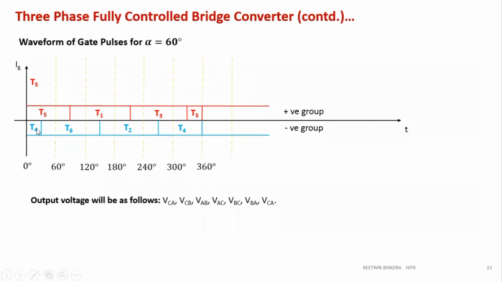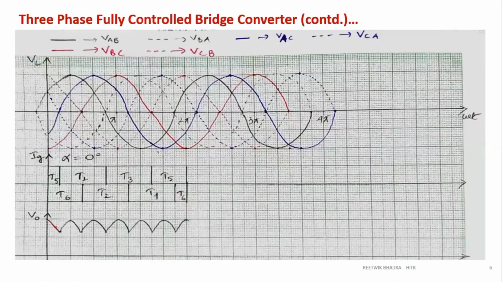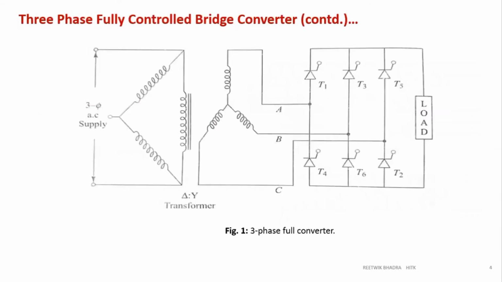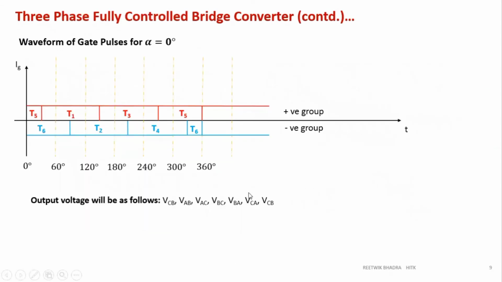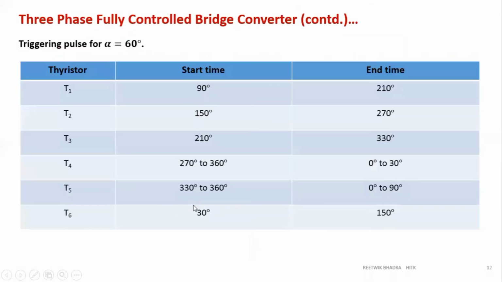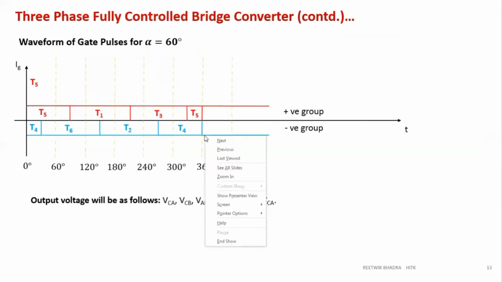So see, T4, T5 on, right? For the first 30 degree, go to the main figure. T4, T5 on. So A, 5 is C, so CA, right? 5 is positive, so CA should be my first voltage. Like the 6 voltages, I have written it for you, and from the main figure you can draw all the 6 voltages. So first is VCA.